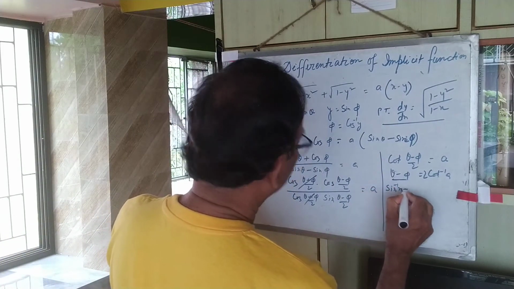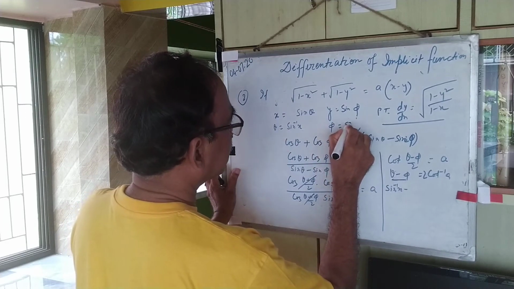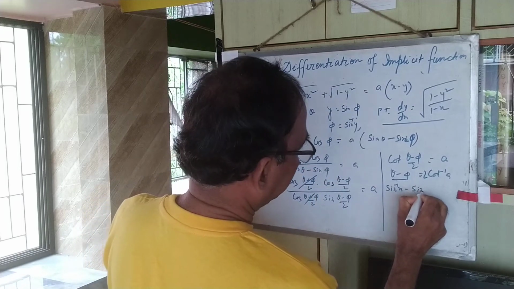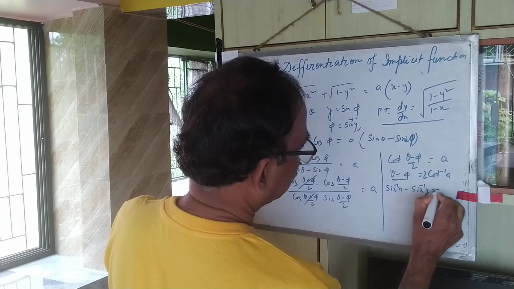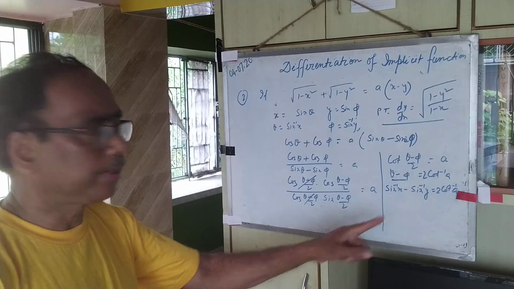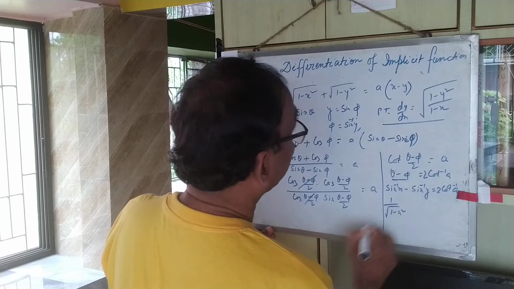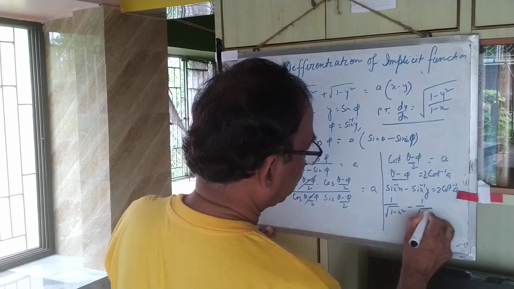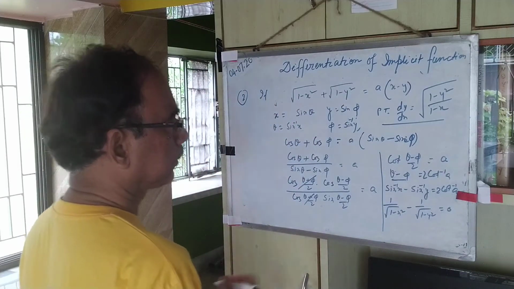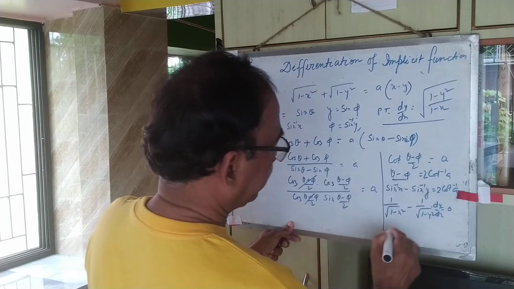Sine inverse x minus, what is phi? Phi is sine inverse y, minus sine inverse y equals 2 cot inverse a. Now differentiating, sine inverse derivative: 1 by root over 1 minus x square, minus 1 by root over 1 minus y square into dy by dx, equals 0.